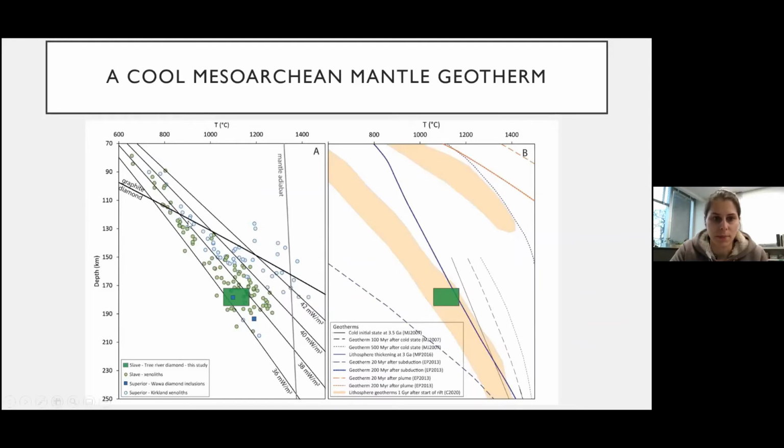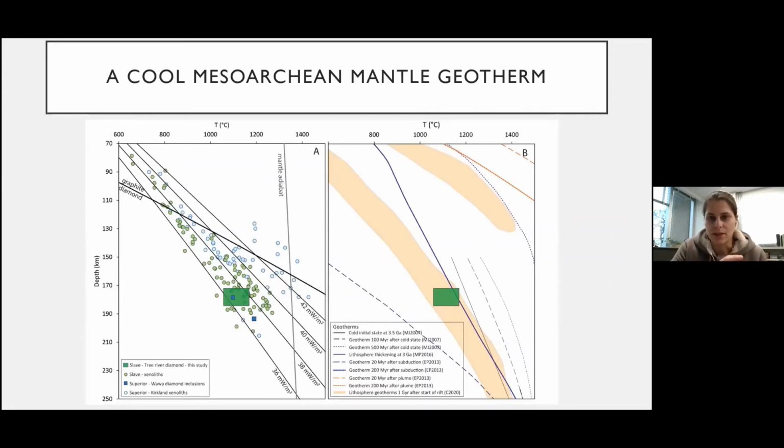So when we plot this temperature and pressure constraint, we can constrain the geotherm. In the green square over here, you can see our PT estimate from the diamonds, and that results in a geotherm of about 36 to 38 milliwatts per square meter. This is very similar to the xenolith geotherm from the Slave Craton. However, these xenoliths re-equilibrated at the time of kimberlite eruption about 55 million years ago. So what we see is that the geotherm at least 2.85 billion years ago in the Mesoarchean is as cold as some of the coldest geotherms that we see today underneath cratons.